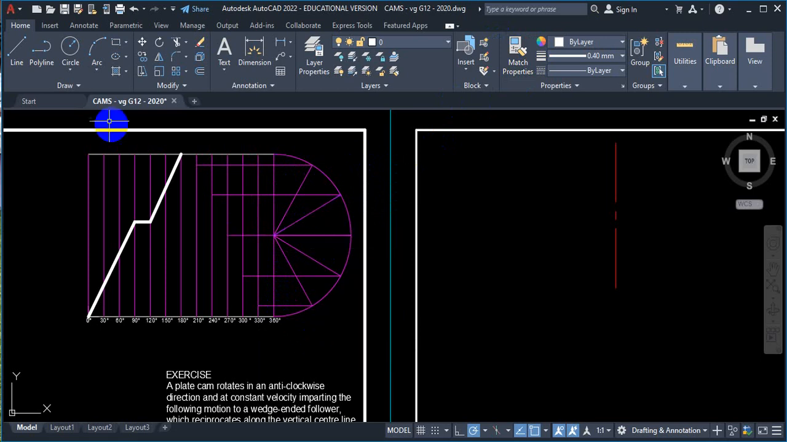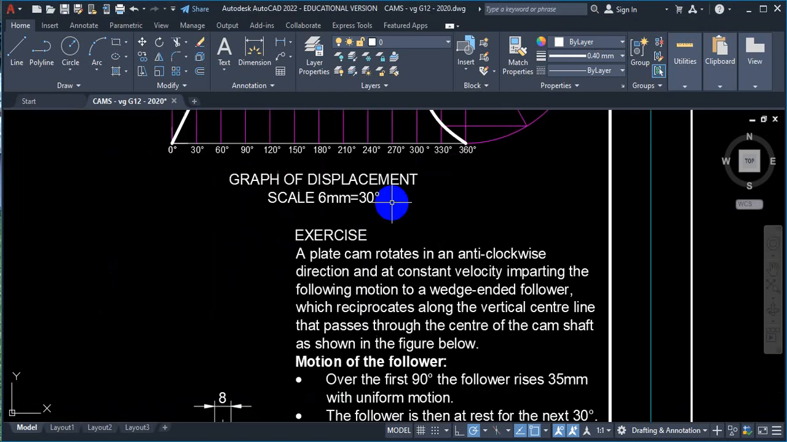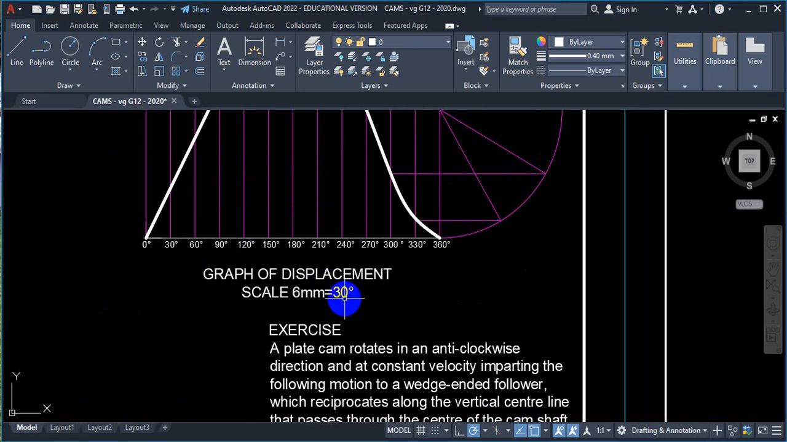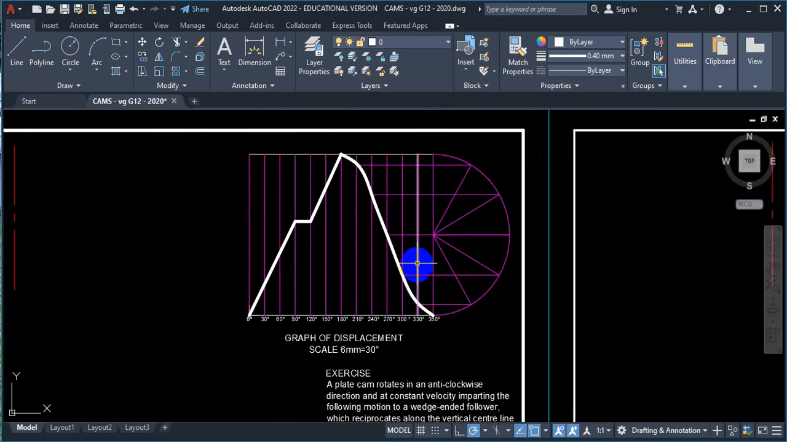So now all you have to do is join this freehand. Joining it freehand means from that point to that point to that point, coming here, that point, that point, and finally that's where you are. So this is your displacement graph completed. All you have to do now is to put the label there. Now that your label is there, it means everything that you need here is complete.